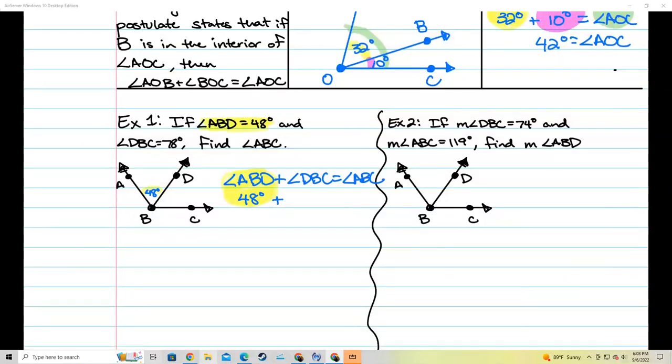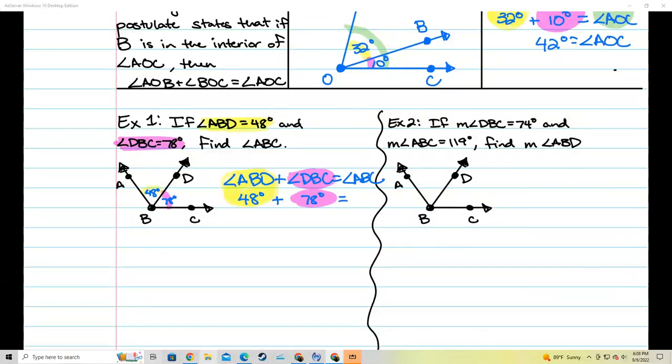Plus, now I'm going to go ahead and look at the other angle. The other angle was angle DBC. Angle DBC is this section right here, and I'm going to check, okay, did they tell me anything about angle DBC? And they sure did. They said angle DBC was 78 degrees. So right here, I get to write that this was 78 degrees. I get to also put in my picture that this is 78 degrees.